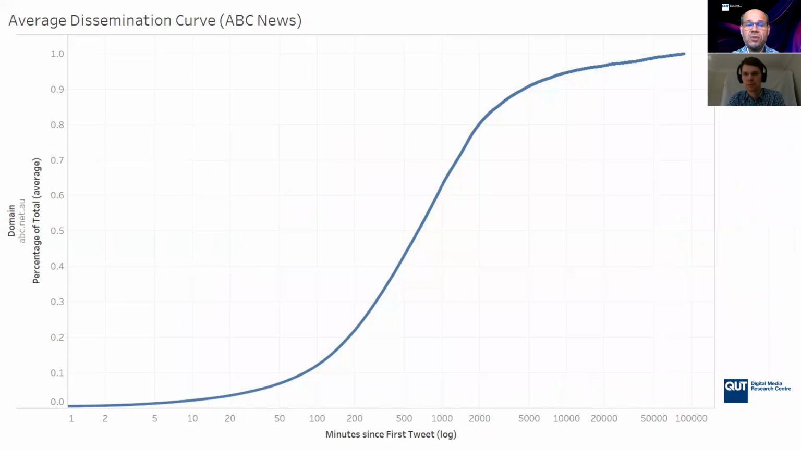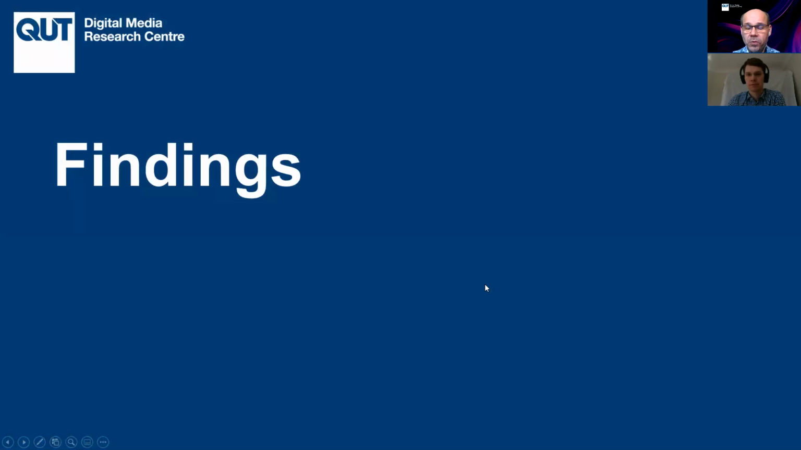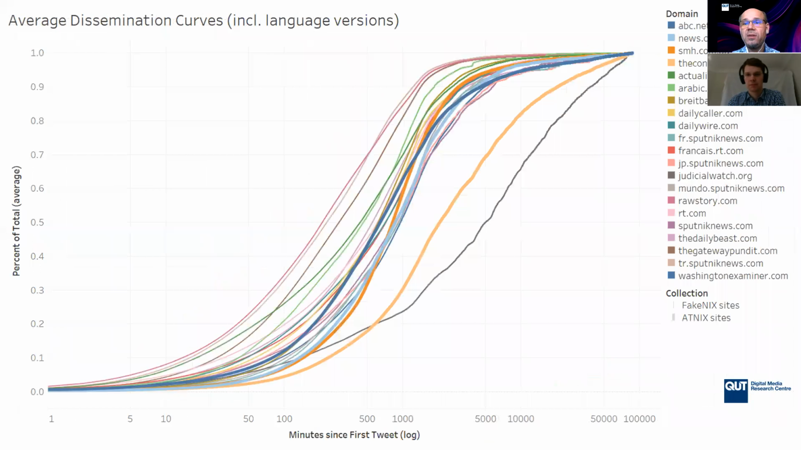And of course, then we can generate an average dissemination curve from all of this that brings all of this together into one single curve. And that essentially is the typical curve for content from the ABC as it disseminates on Twitter over the first 2 months of its existence. Now, doing this for multiple sites and comparing, this is what it looks like for these 10 fringe news sites and 4 mainstream news sites. The mainstream Australian news sites here are shown in bold, and the other ones are shown in thinner lines. So this is the total comparison between the average dissemination curves for all of these sites.